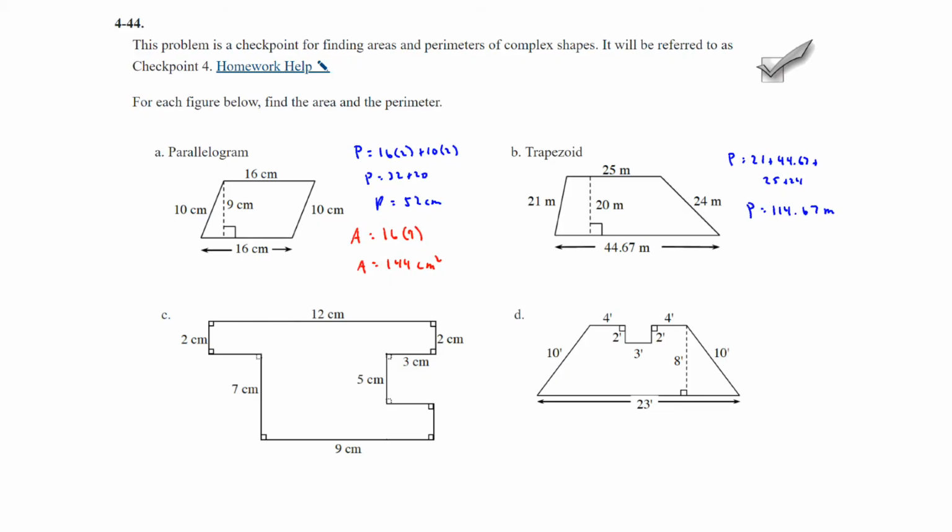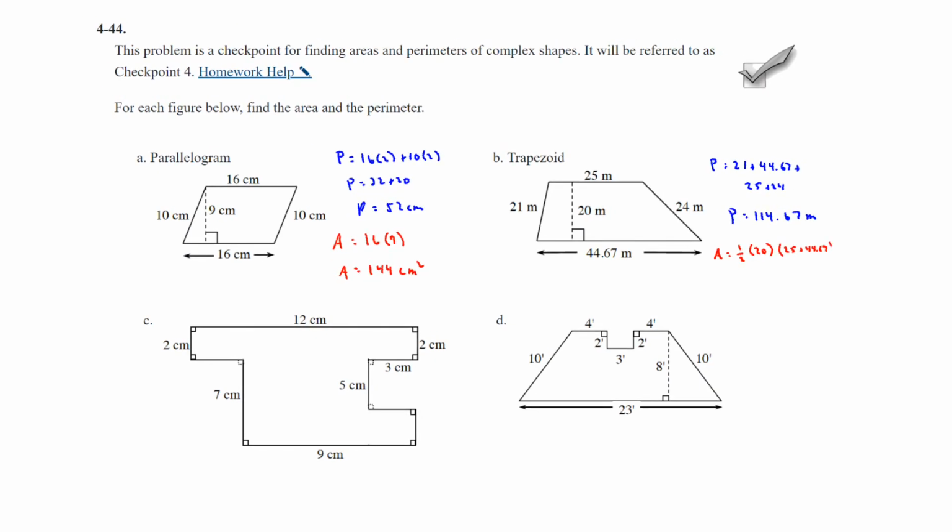Alright. And now the area, it's 1/2 times the height is 20, and then base 1 plus base 2. So that's 25 plus your 44.67. So half of 20 is 10 times 69.67 for an area of 696.7 meters squared.